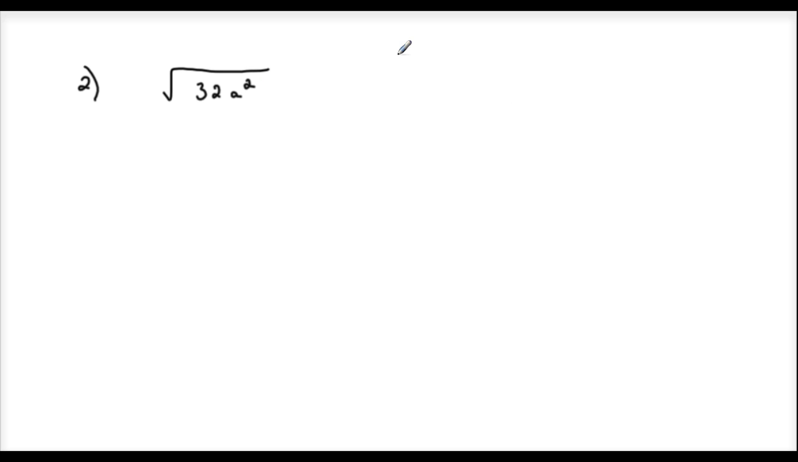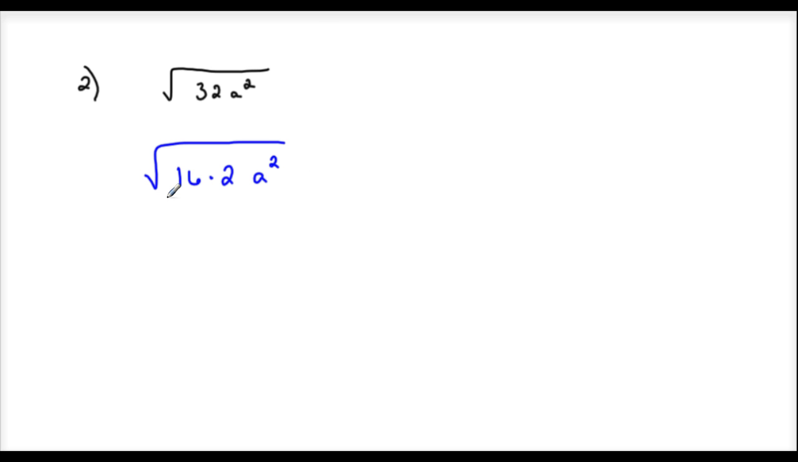32a squared. So I want to break up 32. Factors of 32, again, what two numbers multiply to 32? Again, try to think of perfect squares. 8 and 4, but think bigger. 16 times 2, okay? 16 times 2. And on a squared, I'm going to leave it just the way it is, a squared, because it's even.